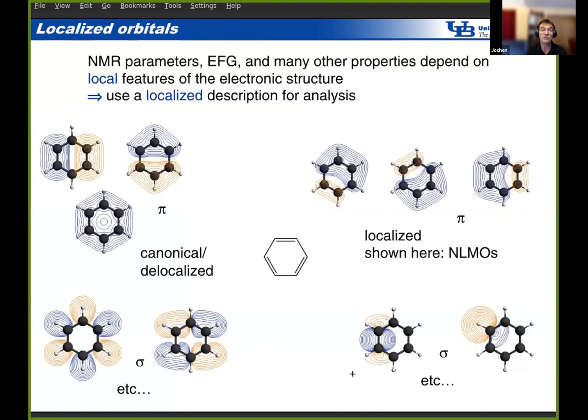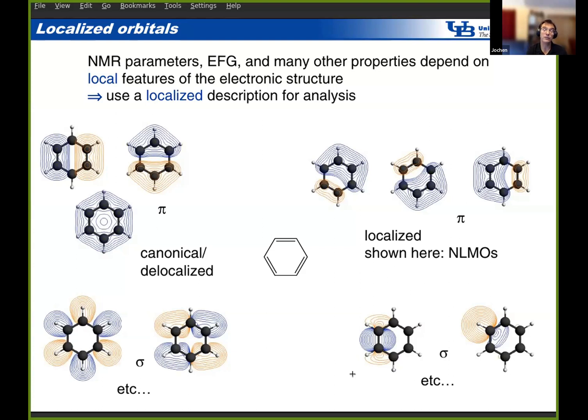So the second aspect I wanted to cover is that people like to analyze their calculated results, for example, in terms of molecular orbitals. Chemists live and think and breathe molecular orbitals all day. And so that's an interesting thing to do. Now, NMR parameters are determined by electronic structure that is sort of local to the atoms for which the NMR parameters are determined. And it turns out that the analysis also best proceeds in terms of localized molecular orbitals.